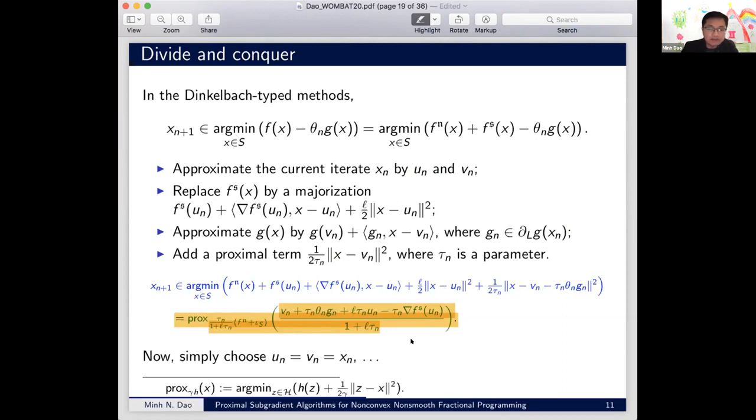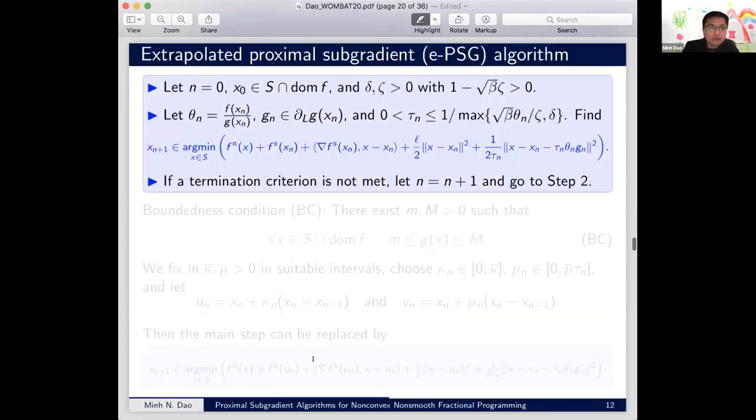Now, because it is quite long and complicated, we first simply choose u_n and v_n as approximations of x_n. So if we simply choose u_n and v_n equal to x_n, then we will end up with the proximal subgradient algorithm.